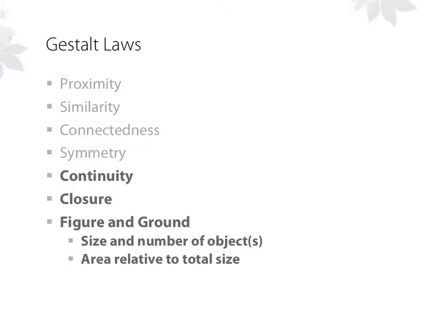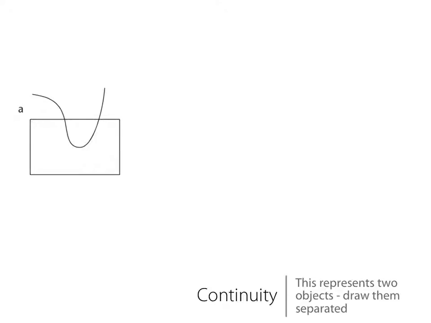So now we'll finish out with continuity, closure, and figure-ground, and how figure-ground changes with the size and number of the objects and the area relative to the total size of the display. So the area of each of those different objects relative to the total display size. So let's get right into continuity.